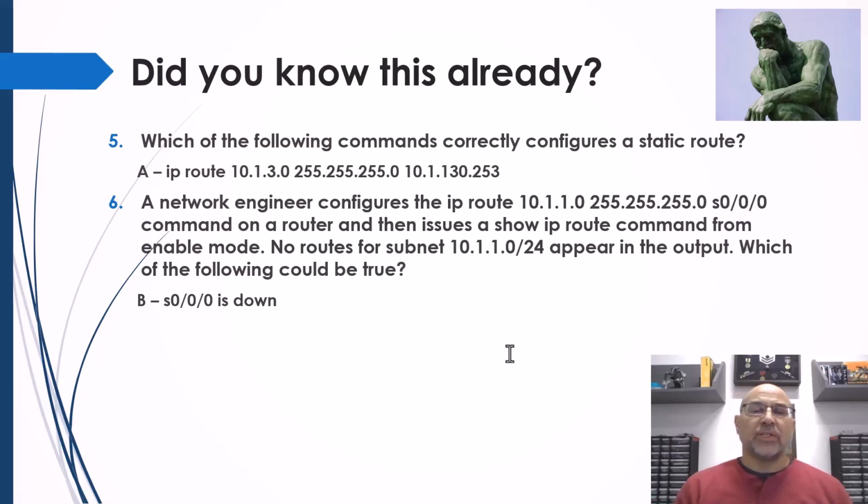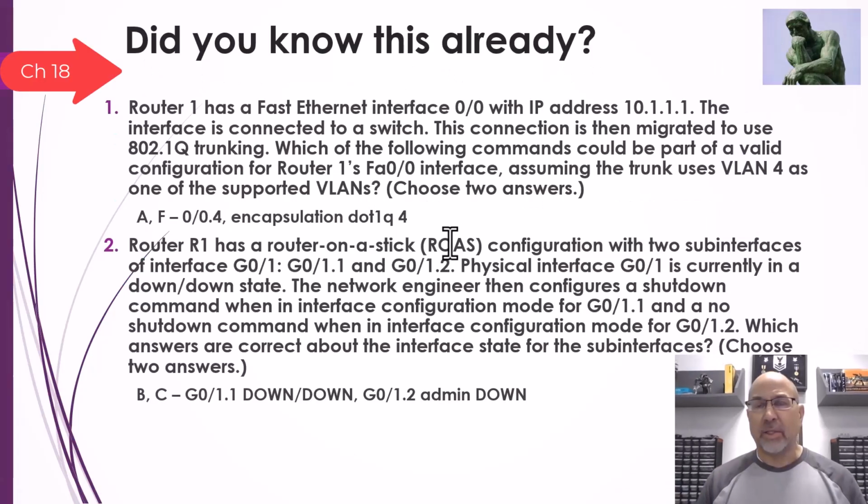Question number 6: a network engineer configures the ip route 10.1.1.0 255.255.255.0 going out over a serial link command on a router and then issues the show ip route command from enable mode. No routes for the subnet appear in the output. What could be wrong? Well, if your link is not up, you're not going to see that route. So B, the serial link was down.